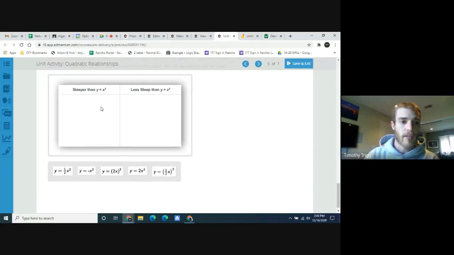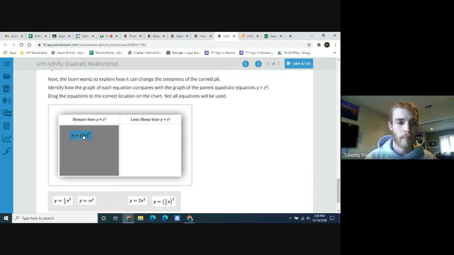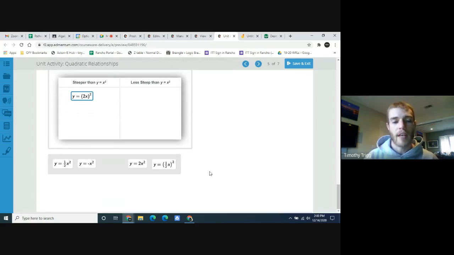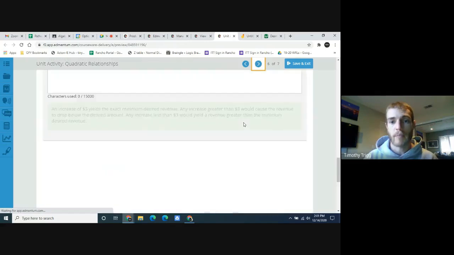So when you look at this, which ones make it steeper? In other words, skinnier. Well, any of them that have a number attached to the x greater than 1. What about less steep? Well, any of them that have attached to it something less than 1. So I want you to put the rest of these into this, and one of these is not going to be used. So you'll have to figure that out. But put the rest of these correctly into steeper or less steep. In other words, skinnier or wider. Again, one of these is not going to be used. Once you're done with that, join me on the next page.